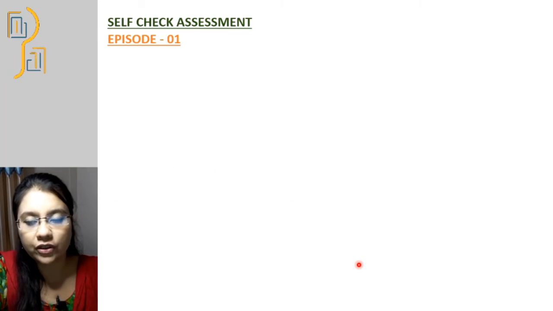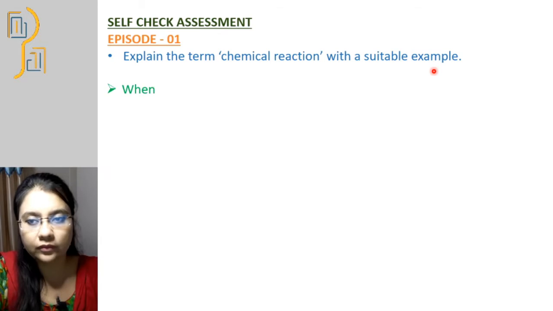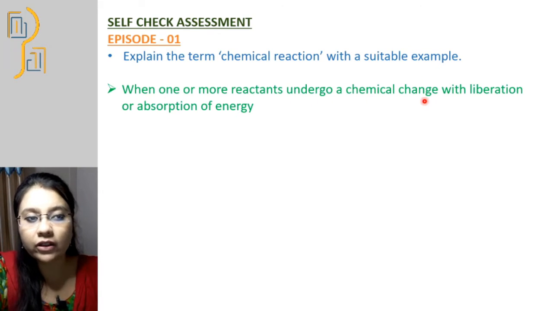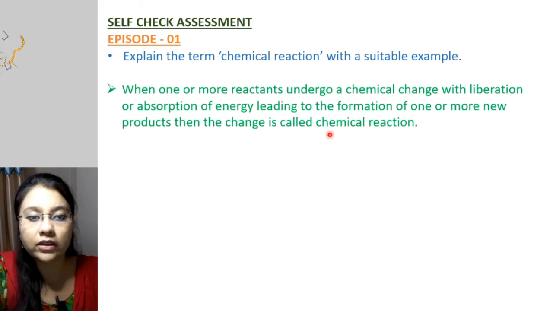The first question is, explain the term chemical reaction with a suitable example. When one or more reactants undergo a chemical change with liberation or absorption of energy leading to the formation of one or more new products, then the change is called chemical reaction.